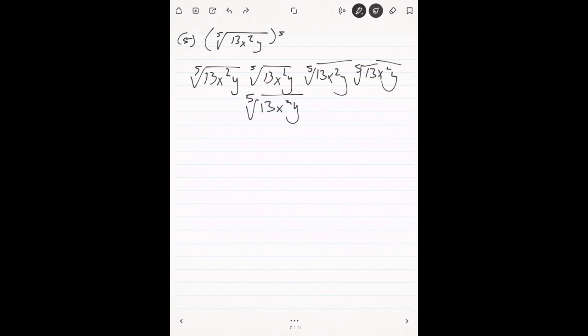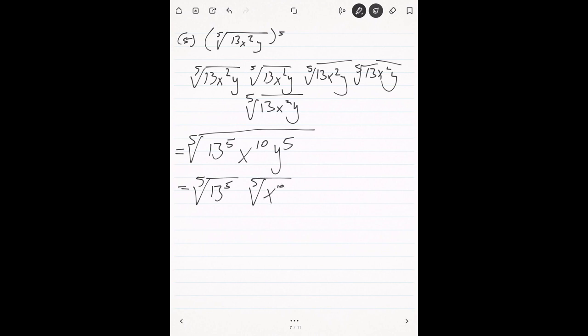I have 5 13s being multiplied together, so that's 13 to the fifth power. And then I have x squared times itself 5 times, so that's x to the 10th power. And then I have y times itself 5 times, that's y to the 5th power. All right, well, if I split this up to simplify, I could take the fifth root of each of the terms individually, and let's see what I would get.